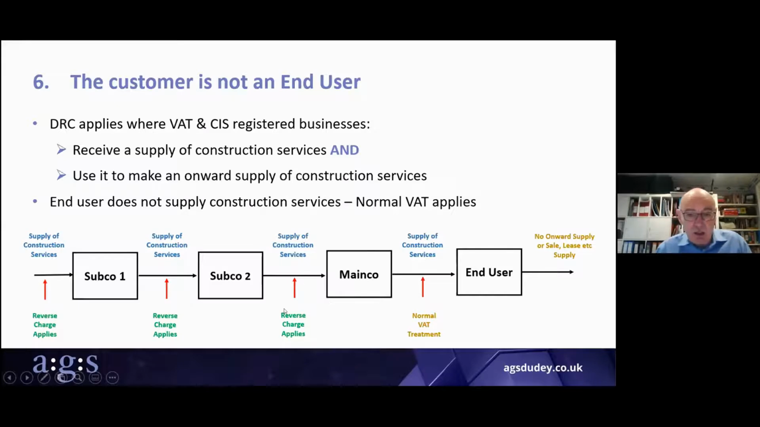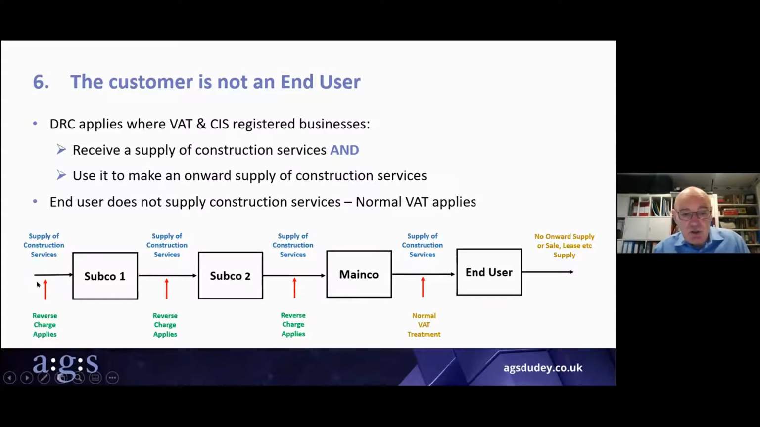You may remember that we said earlier that the reverse charge doesn't apply to end users. What these are, are businesses which are VAT registered and CIS registered, but which don't make onward supplies of the construction services supplied to them. The end user, in short terms, is the final customer for reverse charge purposes. Reverse charge doesn't apply, normal invoicing does. The reverse charge only applies where the person receiving the construction services goes on to make supplies of those construction services to another subcontractor or a main contractor.